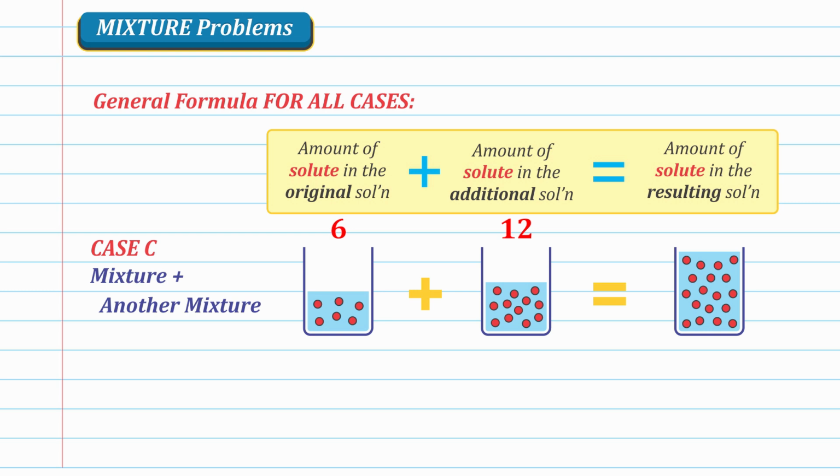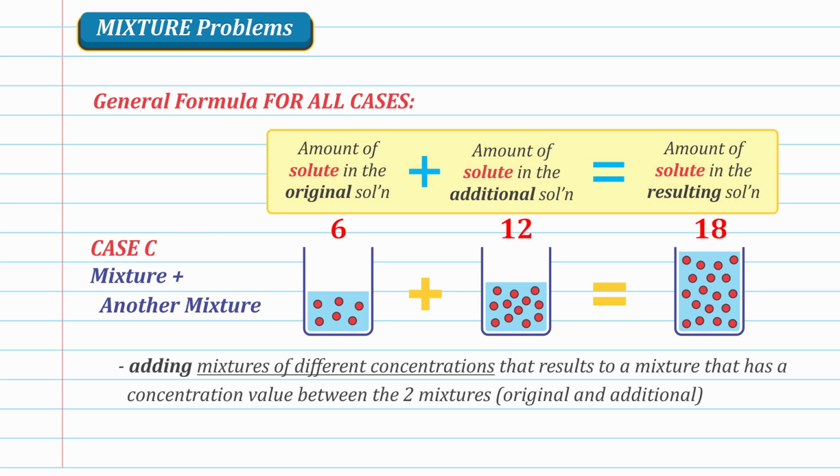In the resulting mix, we have 6 granules in the original plus 12 in the additional, resulting to 18 salt granules. In this third case, we have a resulting concentration that is between the two mixtures, a more diluted mixture compared to one, or a more concentrated mixture compared to the other. This is case C.